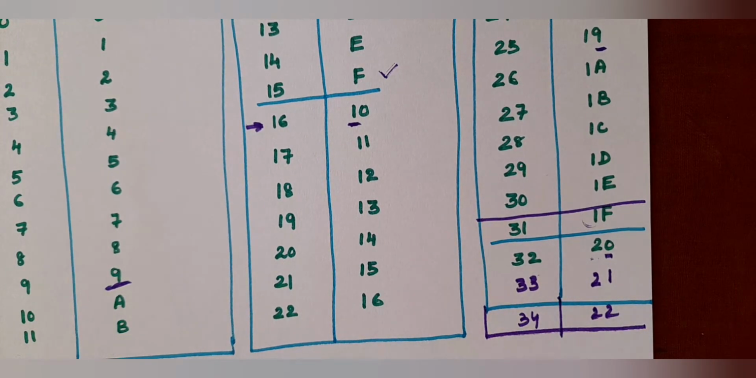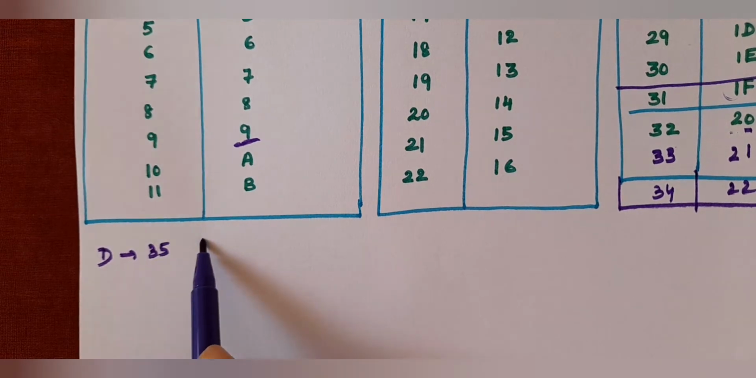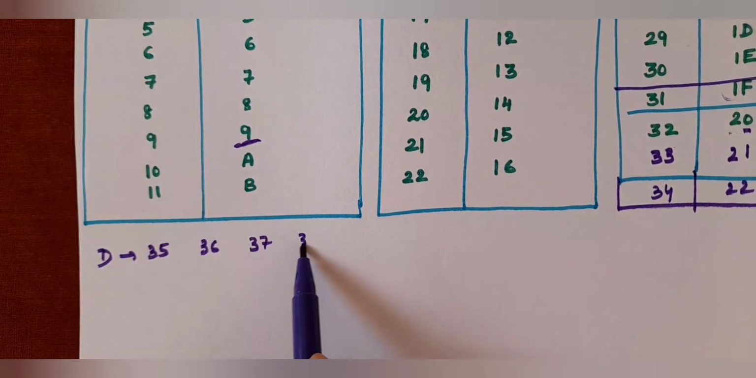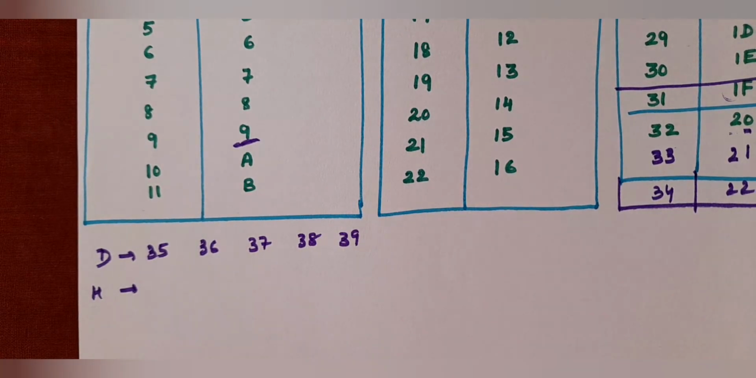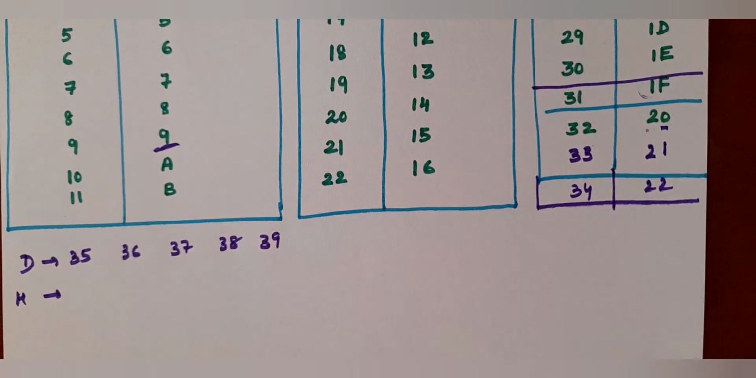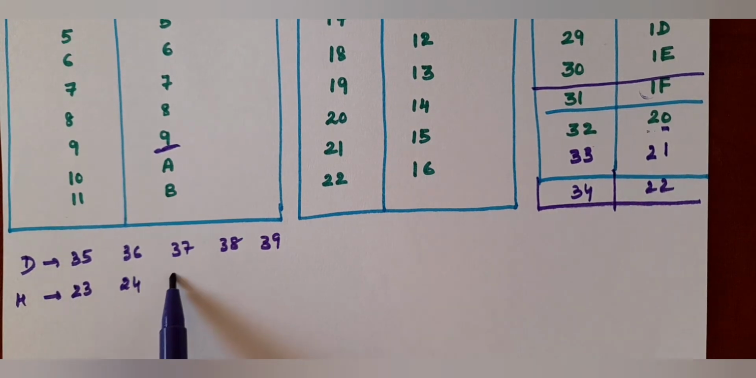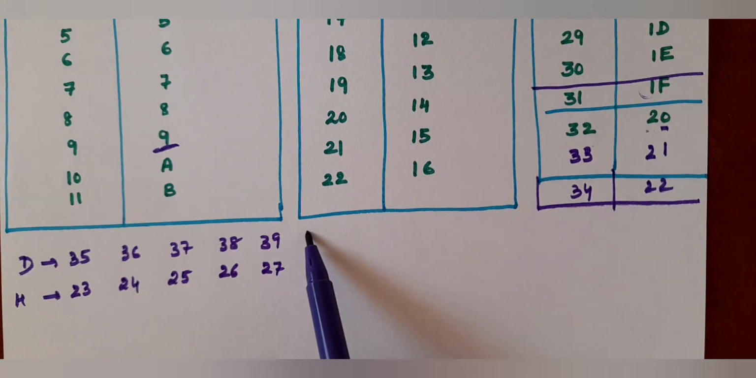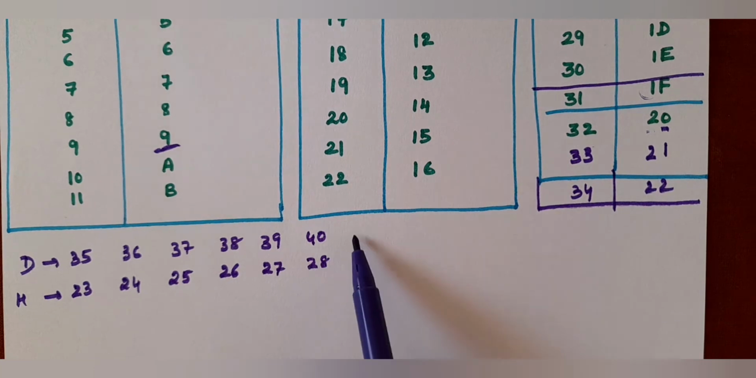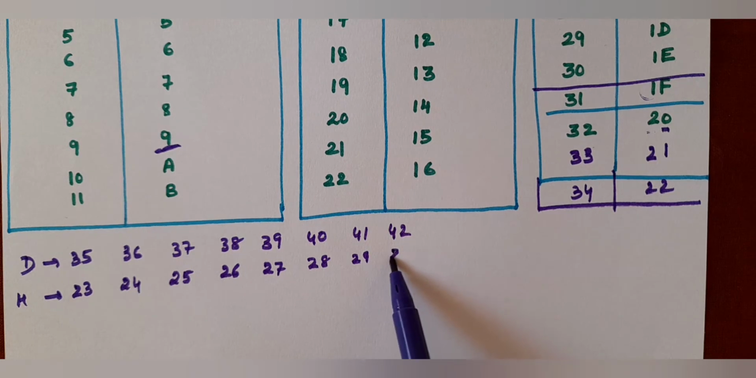So, you can write now 35, decimal 35, 36, 37, 38, 39. What will be their hexadecimals now? Here you got 34 as 22. So, it will be now 23, 24, 25, 26, 27. For 40 it will be 28, 41 is 29, 42 will be now 2A.